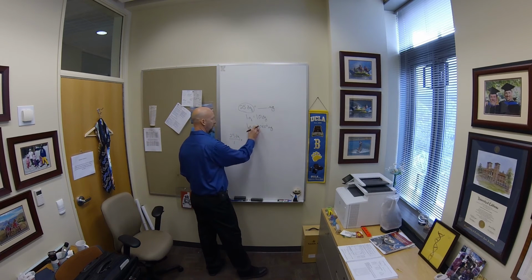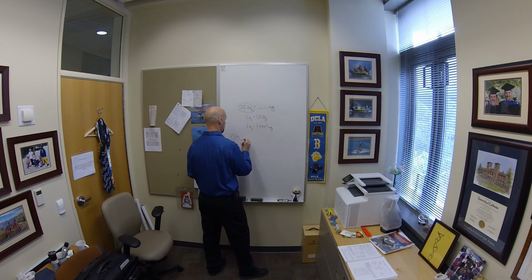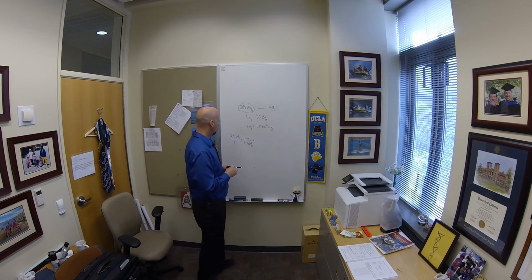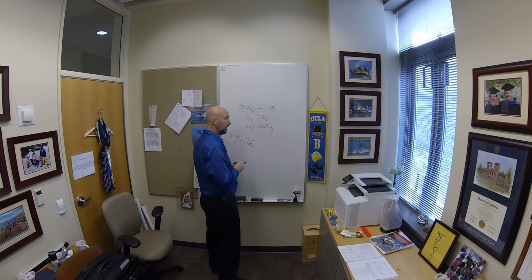All right. First, I want to go from decigrams to grams. And I want decigrams to cancel. So that needs to be on the bottom in this case. So 1 gram over 10 decigrams. Okay, double check. Do the decigrams cancel? Yes. I'm left with grams on top. So I am on the right track.